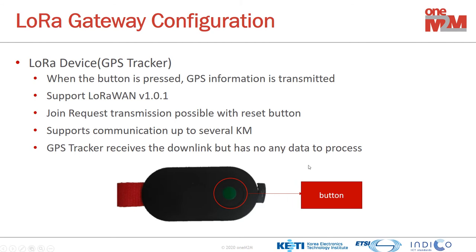So again, this is the device that we are going to use. When you hit the button, the longitude and latitude is transmitted. It supports LoRaWAN version 1. And this is just a sensor device, not an actuation device. So even if you send any downlink message to this device, nothing will happen.